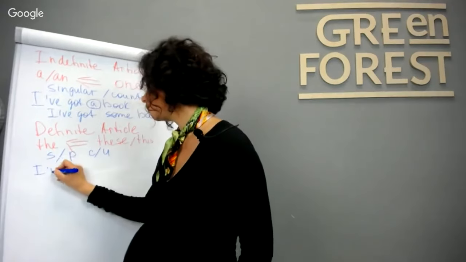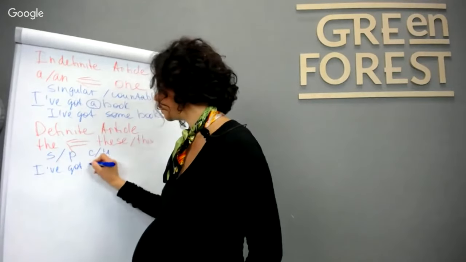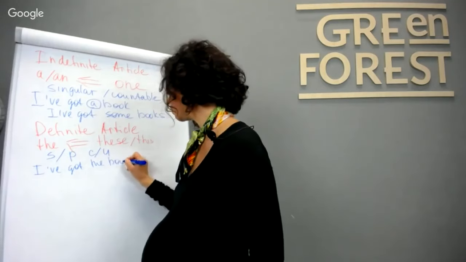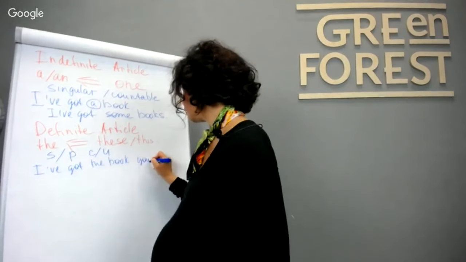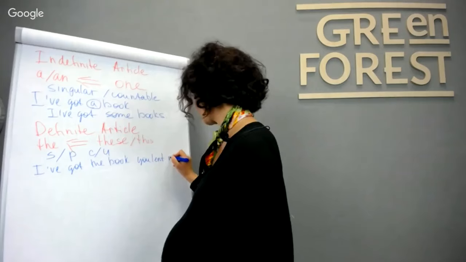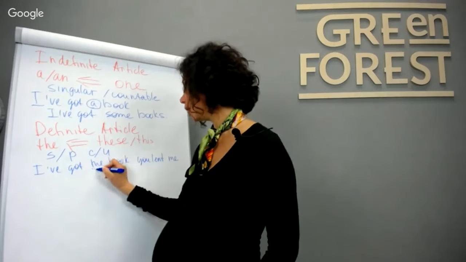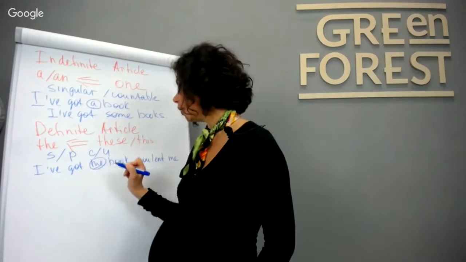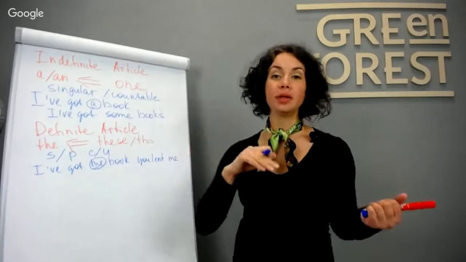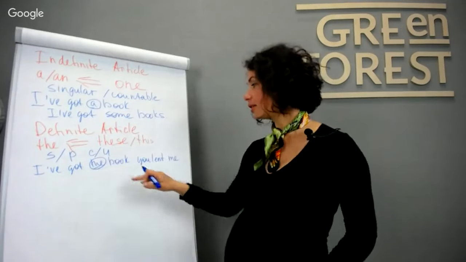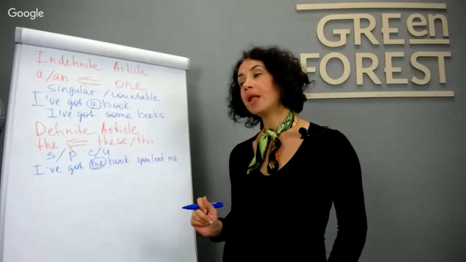Example. I've got the book you lent me. Why do we have here the book? Because we define what kind of book you lent me. So I've got the book you lent me. This is a definite book, not just one book, but I have the book that you gave me yesterday. And in this case, we need to use the article the.